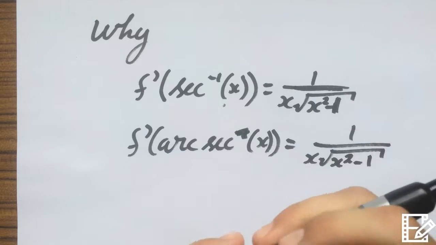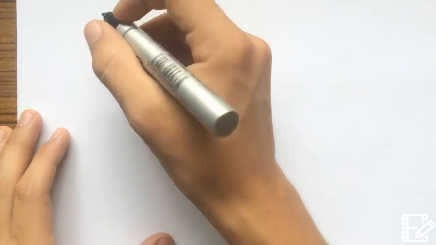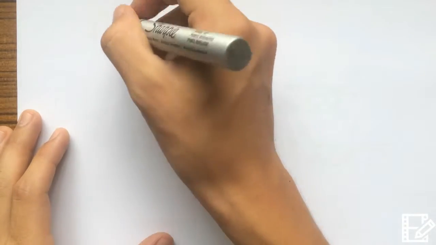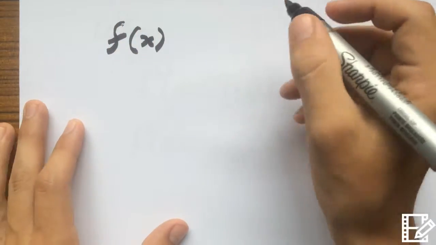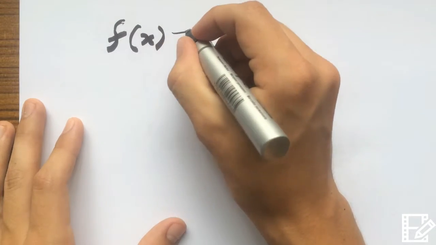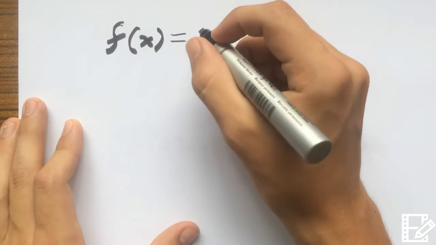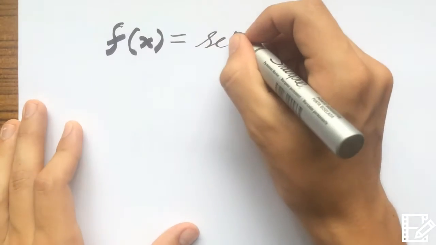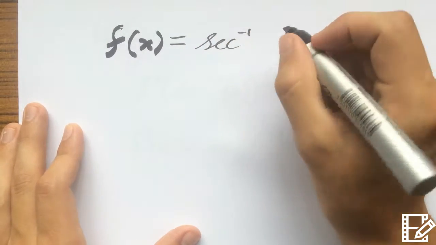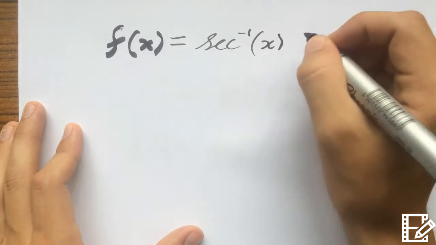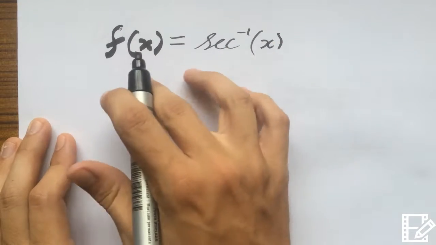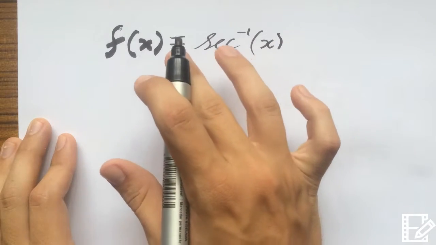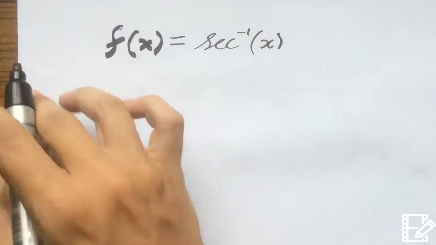Okay, so let's start with our function. We're going to call it f(x). Okay, and that will equal sec inverse x. I hope that's not too faint. Okay, and now we have this. What we've got to try and do is isolate x. So we're going to bring the sec over this side.